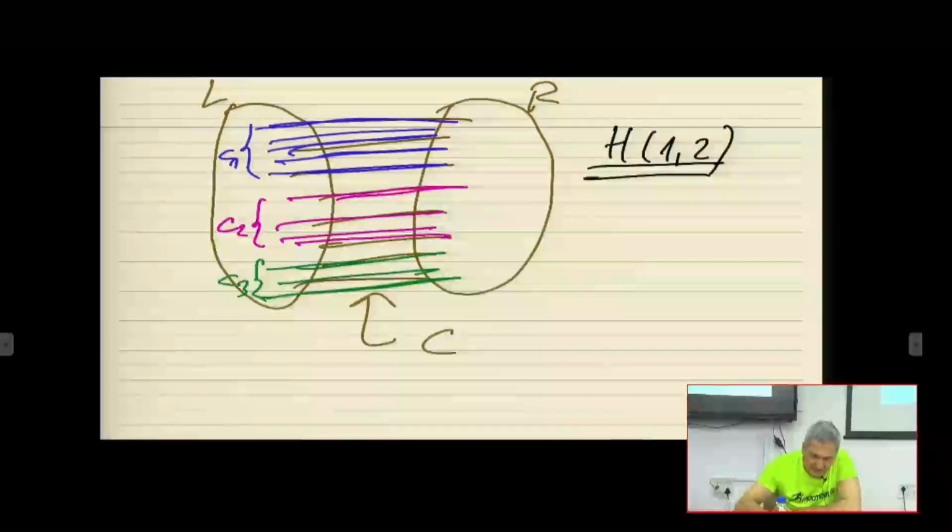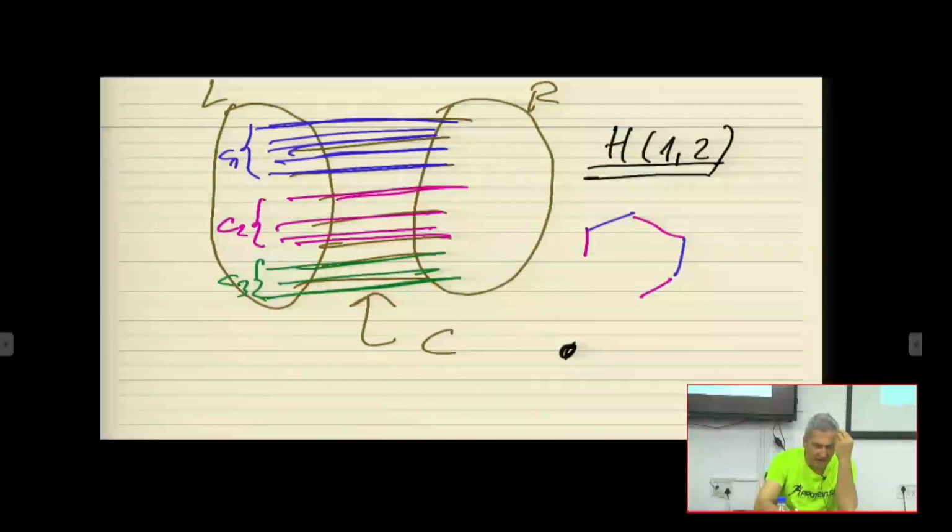Cycles. Really? Cycles, or paths. Every component will look like this: some pink, some blue, some pink, some blue, some pink. The graph is finite, it cannot go on forever. And at every vertex we have all 3 colors.